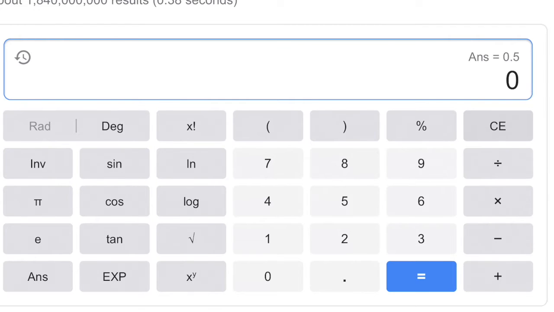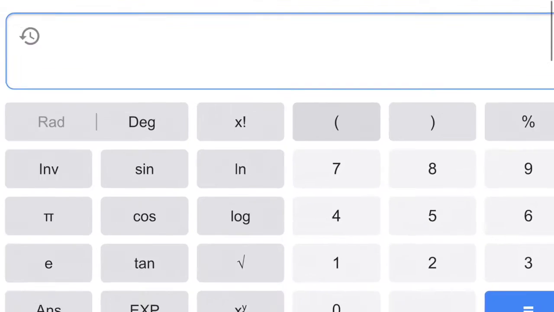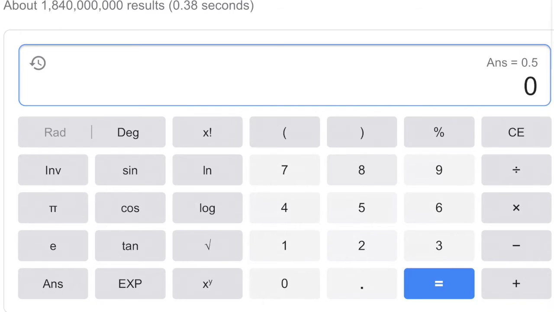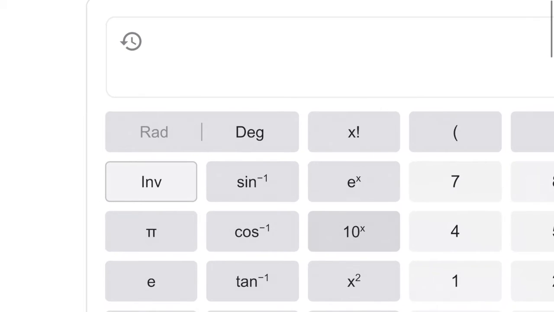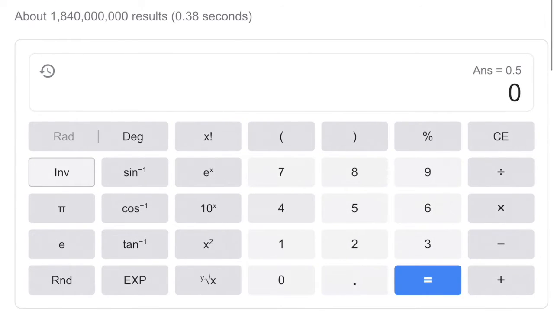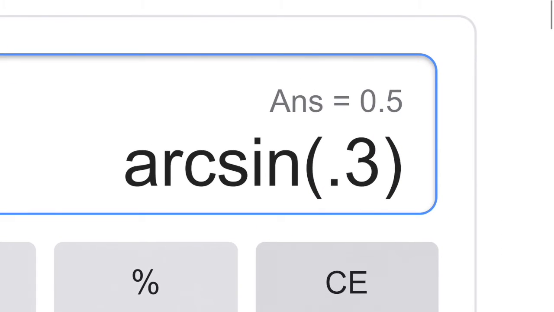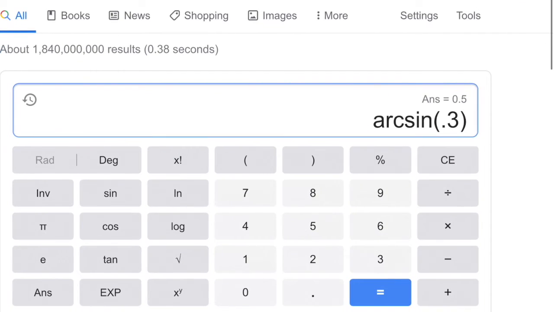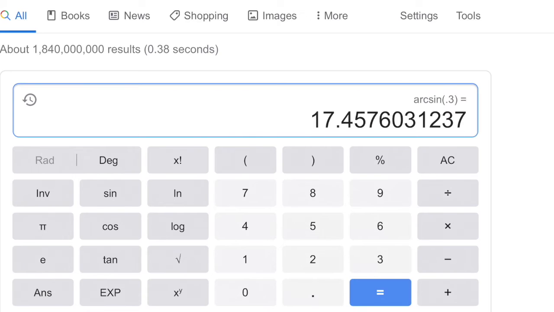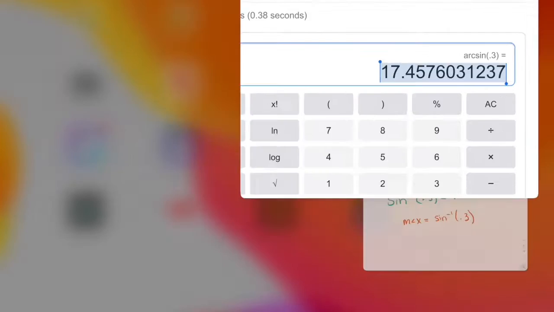And we want to do sine inverse of 0.3. You are not going to use the sine key. You're going to use sine inverse. How do you get sine inverse? See this inverse key, INV. Now you have the ability of doing sine inverse. It's going to call it arc sine. Don't worry about that. It's still sine inverse. We hit enter, and guess what? We have 17.457 degrees. That's our answer.